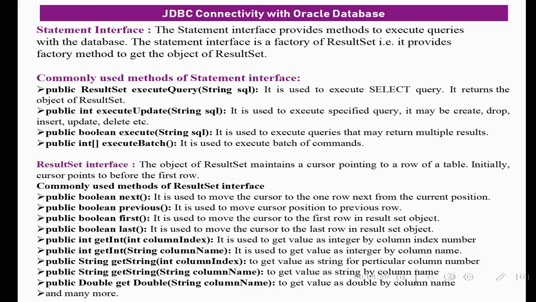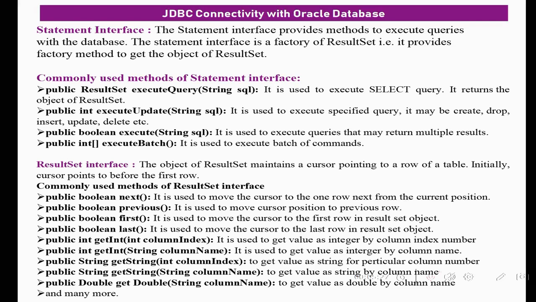Now let's understand what is the ResultSet interface. The object of ResultSet maintains a cursor positioned at a row of a table. Initially, the cursor points to before the first row. Simply, the ResultSet will contain your table data in the form of rows and columns, and the cursor pointer is before the first row. When we use the next method, it will move our cursor to the first row.